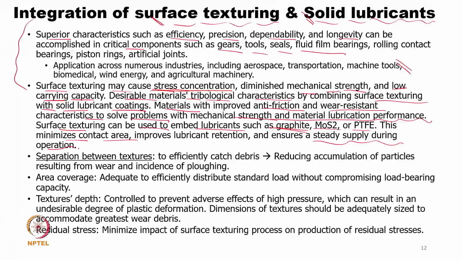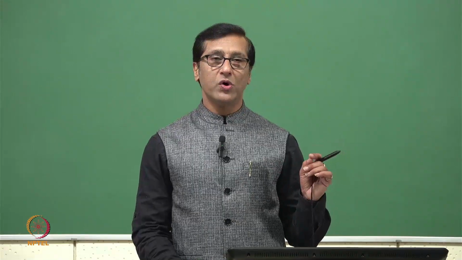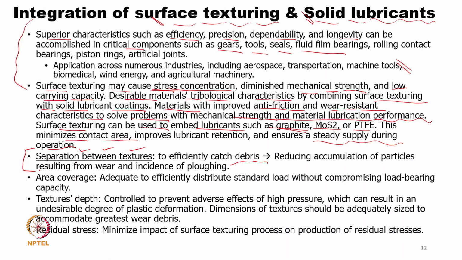However, whenever we do integration, there are some guidelines. There should be sufficient separation between textures, otherwise stress factors will come. Another thing is that the depth or size of the texture should be made in a manner so that whatever debris is getting generated is able to get trapped in those pockets. Pockets should not be too small to catch debris. If they are very big, naturally it will be a compromise on the material strength. So this kind of optimization constraint comes into the picture whenever we go for texturing plus solid lubricant.